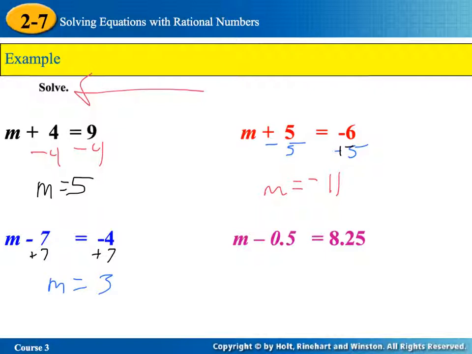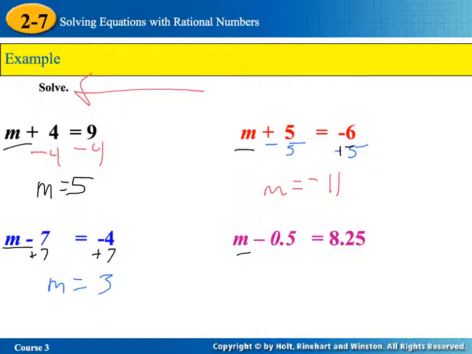Okay, next one, m minus 0.5 equals 8.25. You may be wondering, why did I use m the entire time? In case you were wondering, I like math. I really do. I know it's hard to believe, but I do like math. That's why I used m the entire time. Oh, Mr. Sheeman, look at those m's. M for math.